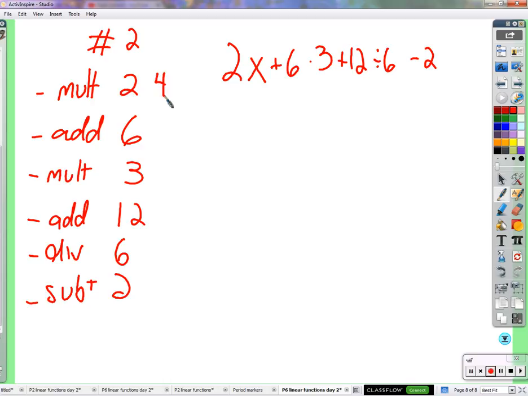We'll multiply by 2 and get 4. Add 6 and get 10. Multiply by 3 and get 30. Add 12 and get 42. Divide by 6 and get 7. Subtract 2 and get 5.